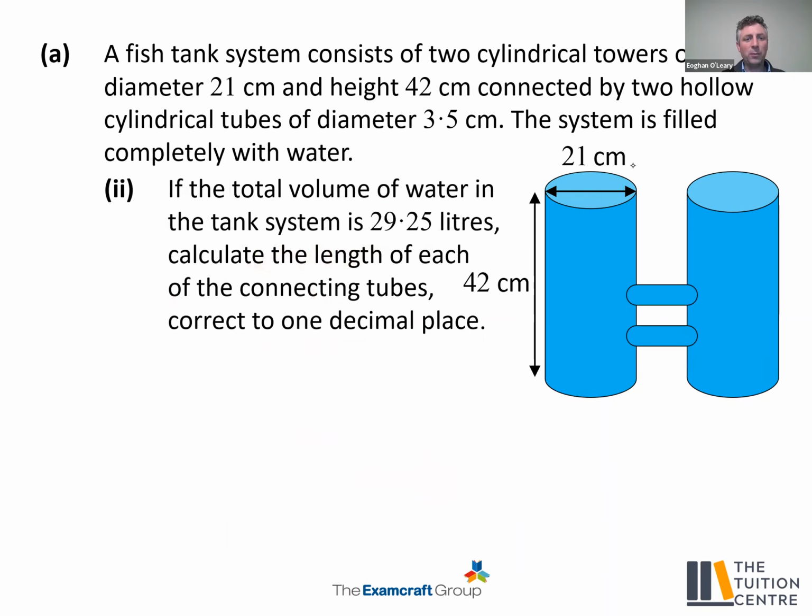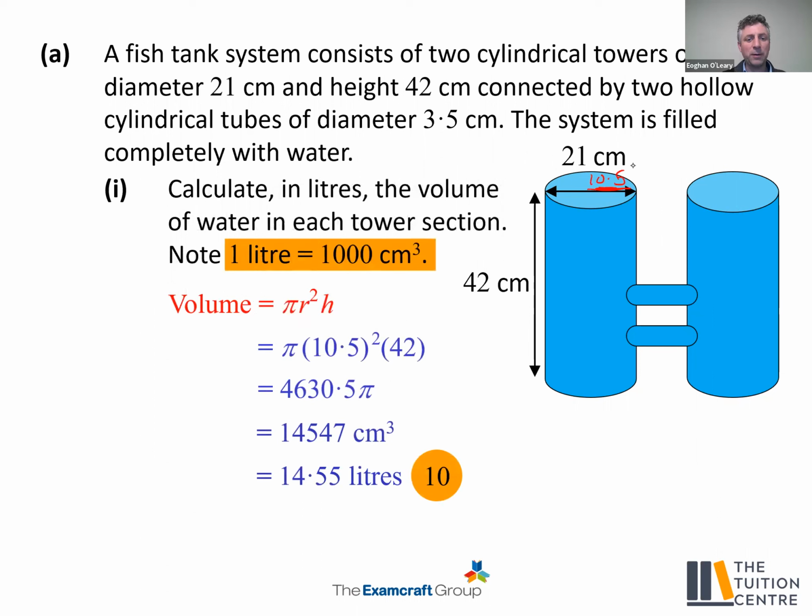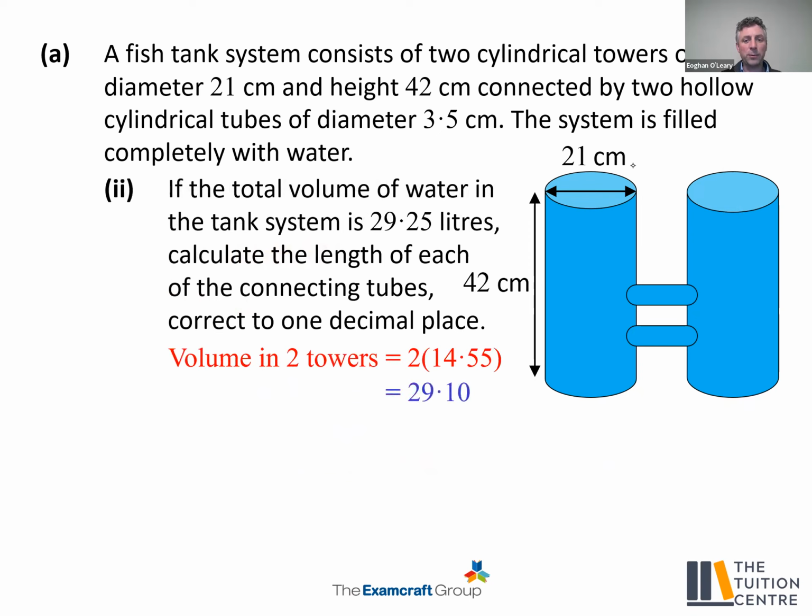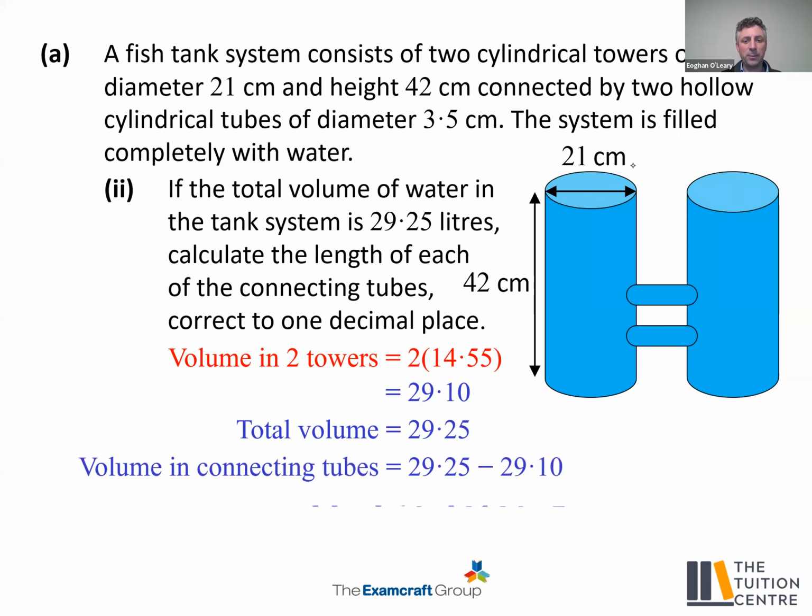It says if the total volume of water in the tanks is 29.25 liters, calculate the length of each of the connecting tubes correct to 1 decimal place. So you've got to take this out a bit, but as I always say to students, if you don't know what to do, do what you know. In the previous part, we figured out that one of the big cylinders at either side has a capacity of 14.55 liters. So if we double that, we get 29.10. Take that away from the total of 29.25, and that leaves us with 0.15 liters for our two tubes.